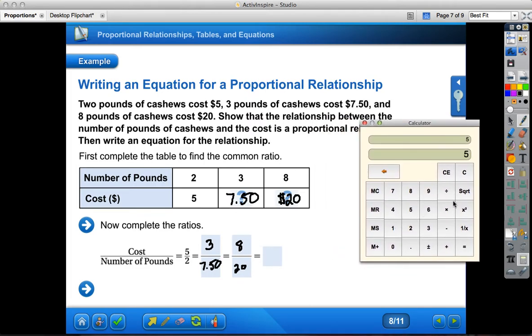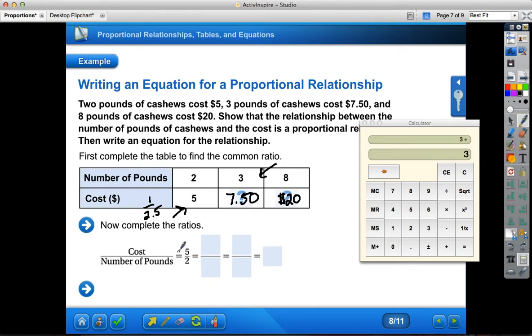So 5 divided by 2 gives me 2.5. Okay, so this means that for every 1 pound that I buy, it's going to cost me $2.50. If I break down the 3, let's see what that becomes. So I have my 3 divided by, I apologize, I put these in backwards. This is why you always want to go back and double check your work.